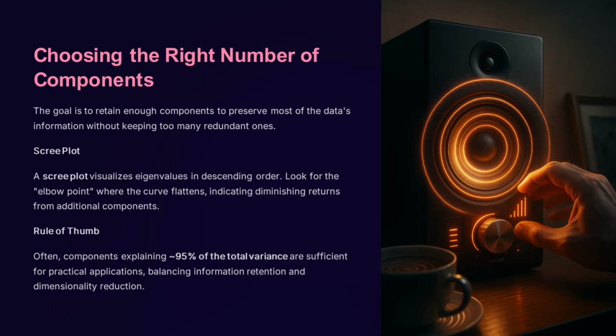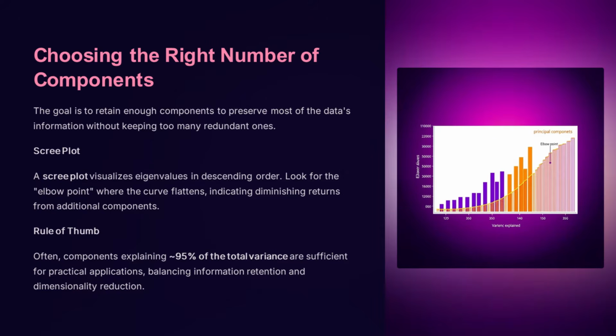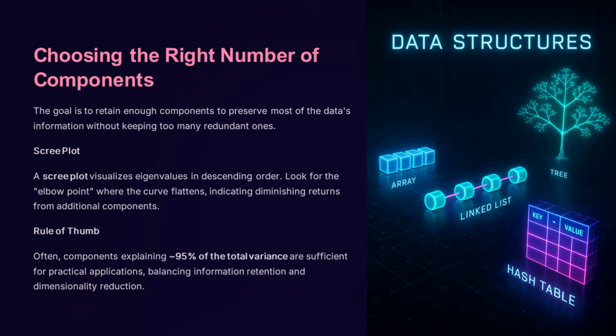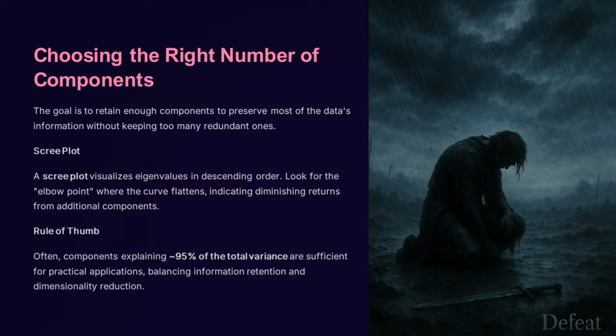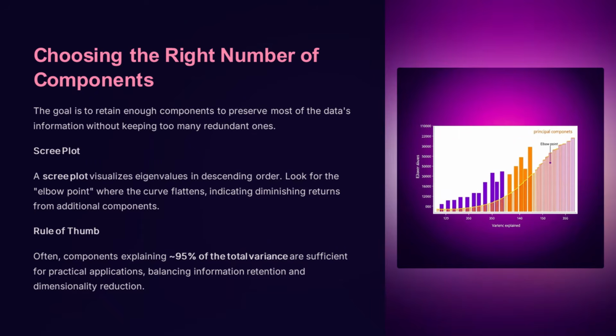Think of it like turning up the volume on a speaker. Past a certain point, louder doesn't mean clearer. A common rule of thumb is to keep enough components to explain 95% of the total variance. This preserves most of the data's structure while dramatically simplifying it. For example, if 5 components cover 95% of your data story, you might safely ignore the remaining 15. Why does this matter? Too few components lose critical details, while too many defeat PCA's purpose of simplification. It's a Goldilocks problem, and tools like the scree plot help you find just right.